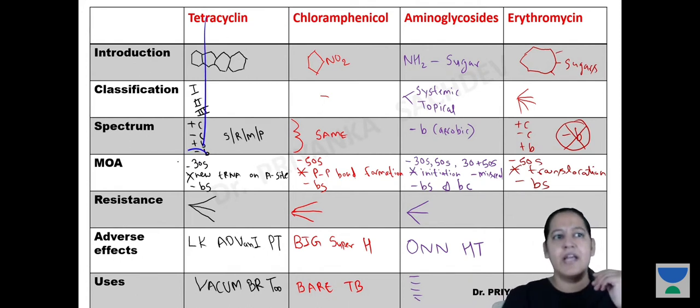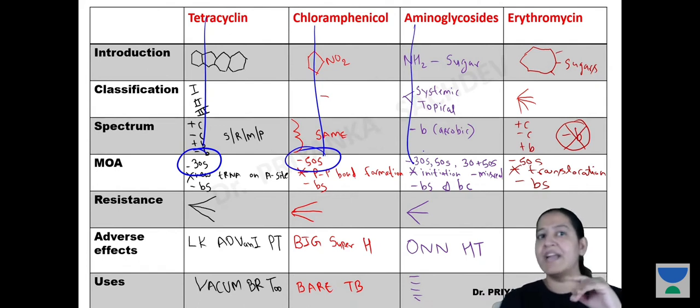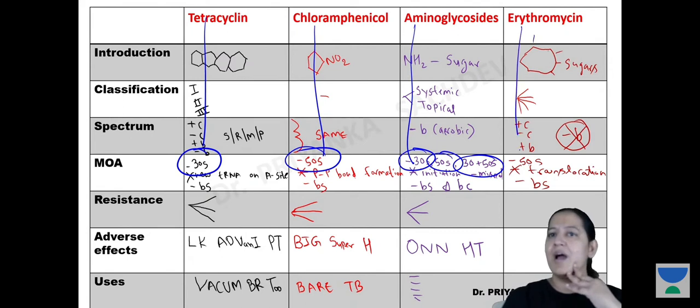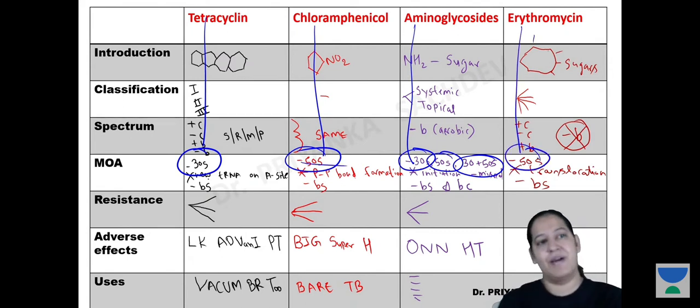Tetracycline acting on 30S. Chloramphenicol acting on 50S. Aminoglycoside acting on 30S also, 50S also, and junction also. And erythromycin again acting on 50S only, like chloramphenicol. Compare it, please.